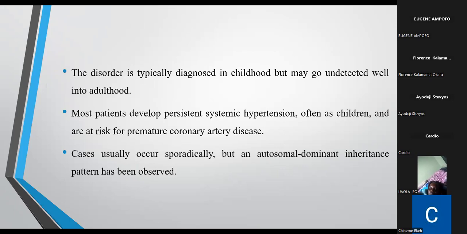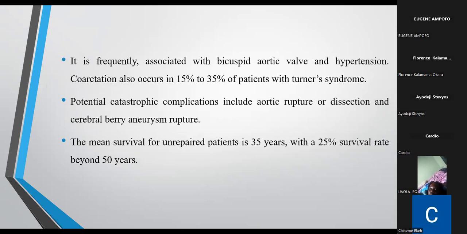Most patients develop persistent systemic hypertension, often as children, and are at risk for premature coronary artery disease. Cases usually occur sporadically, but an autosomal dominant fashion has also been observed. It's frequently associated with bicuspid aortic valve as part of the Shone complex. It is said that coarctation can also occur in 15% of patients with Turner syndrome.